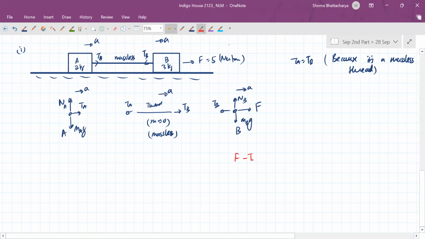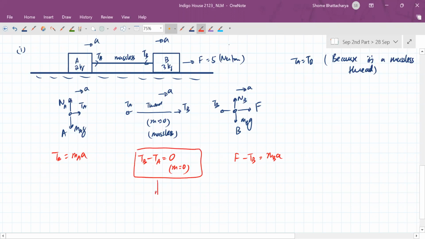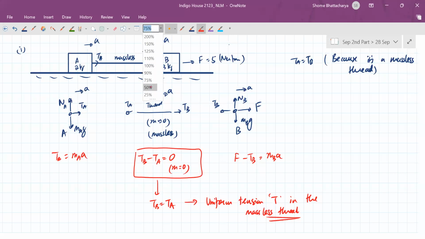So we have F minus tension is equal to mass of B into acceleration. We have tension at B minus tension at A is equal to 0 because mass is 0. And we have tension at A is equal to mass of A into acceleration. So this equation here is showing us that tension at B is equal to tension at A. It shows us that there's a uniform tension, say P, in the massless thread. Okay, so this is the second part's proof which I told you, that shows that the tension is uniform. This is the way to show that.